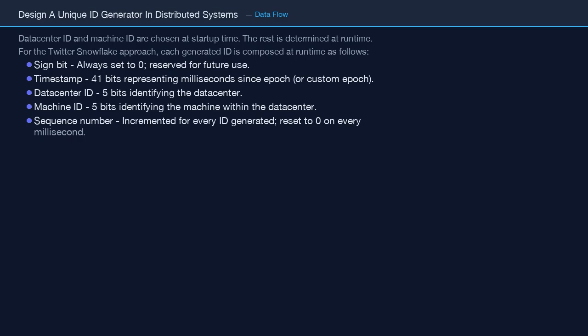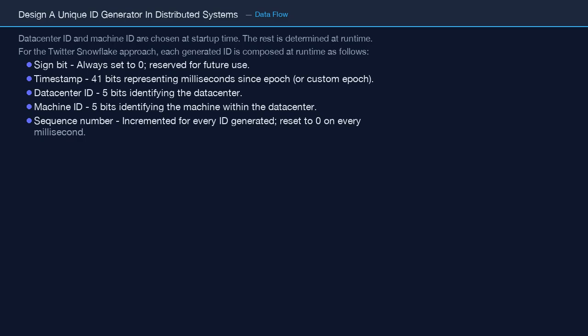Next comes the timestamp, which takes up 41 bits. This records the current time in milliseconds, measured either from the standard Unix epoch or from a custom epoch you define. Using a custom epoch is a common choice because it lets you squeeze more useful lifetime out of those 41 bits by starting the clock closer to your system's launch date.